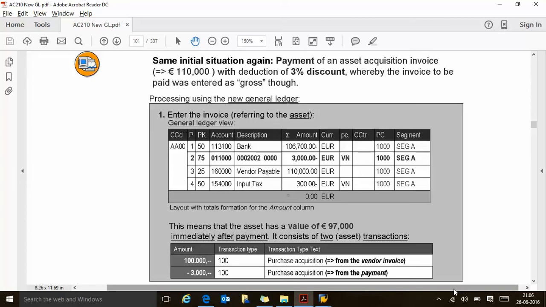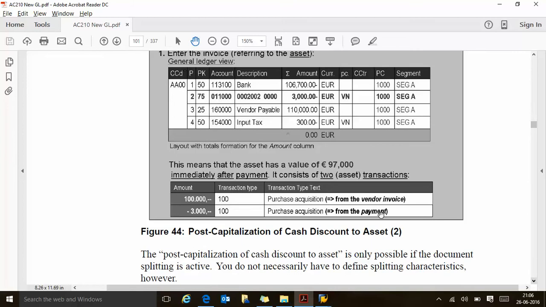Same initial payment again, payment of an asset acquisition invoice with deduction of 3%, where the invoice to be paid was entered at gross. We book the invoice with a high value, but when we make the payment, we make it less. We enter the invoice, in the GL view, and this means that the asset has a value of 97,000. And then immediately after payment, it consists of two asset transactions: purchase acquisition and then minus payment 3,000. So the net happens to be 97,000. So the moment we post a payment transaction, it updates the asset and goes and deducts the discount value from the asset. So payment is integrated with the asset in new GL.